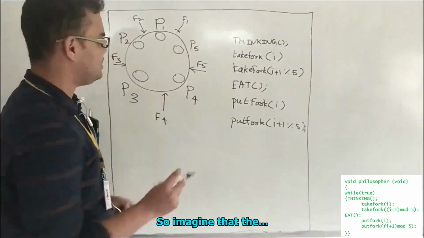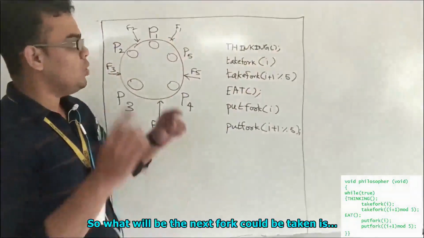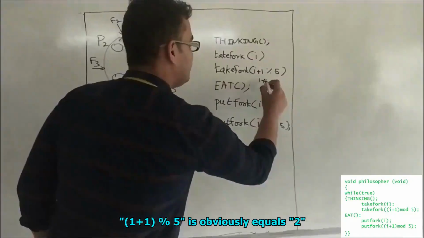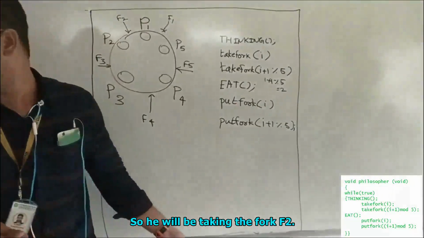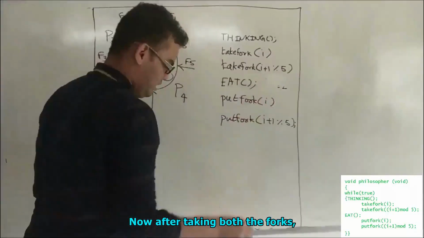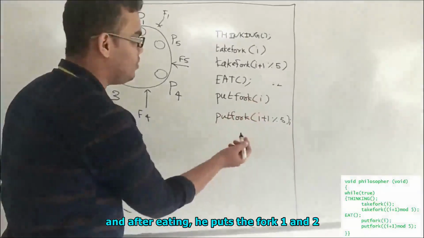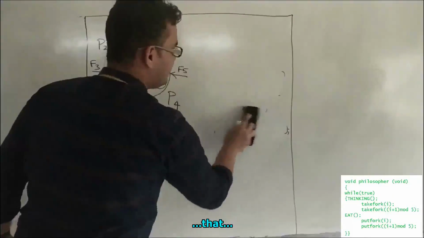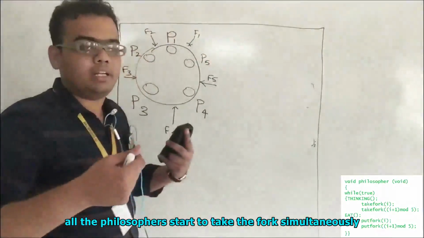So imagine that the philosopher P1 takes the fork F1. His next fork to be taken is 1 plus 1 mod 5, which is obviously 2. So he will be taking the fork F2. Now after taking both forks, he will enter the eating state, and after eating he puts down forks 1 and 2. Now imagine the case where all the philosophers start to take the fork simultaneously.